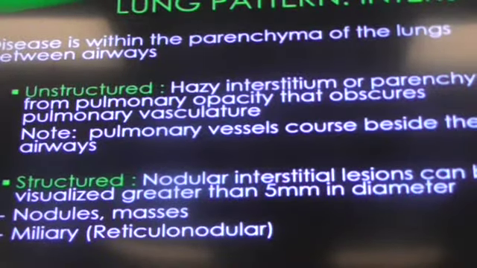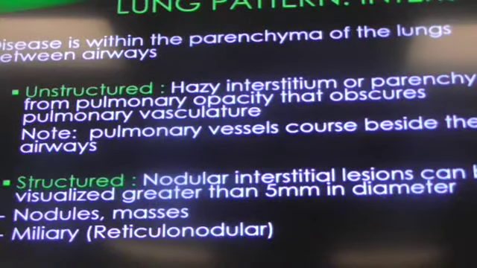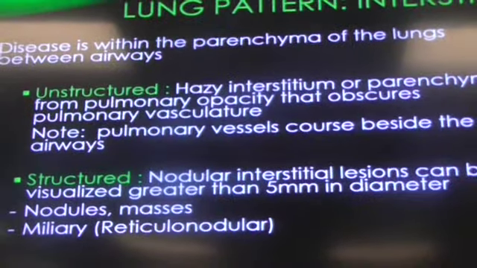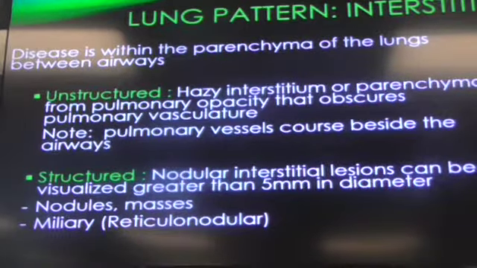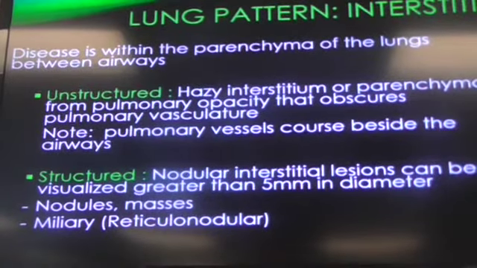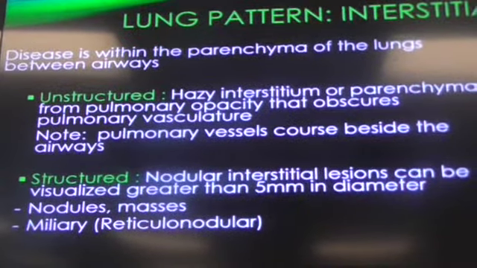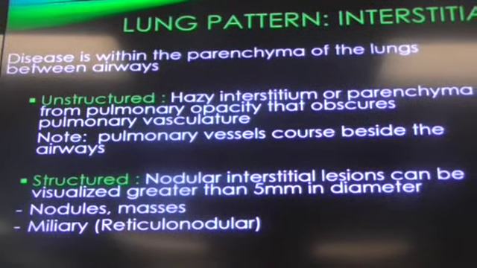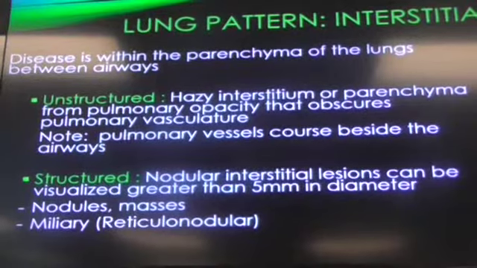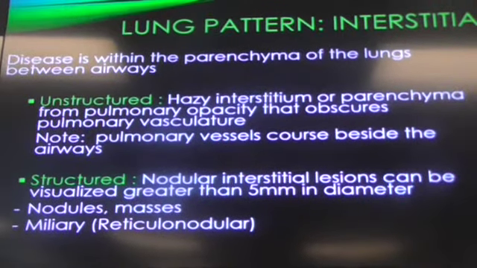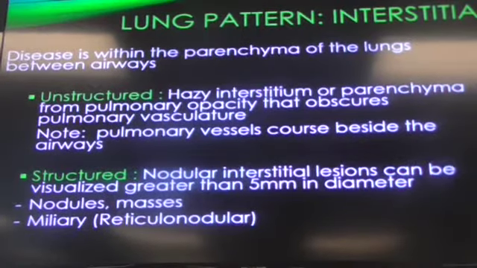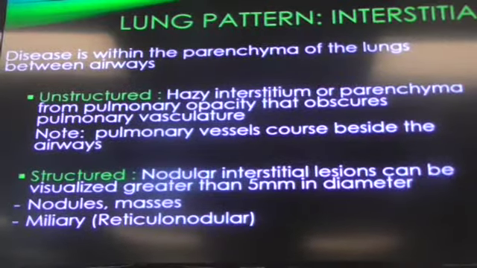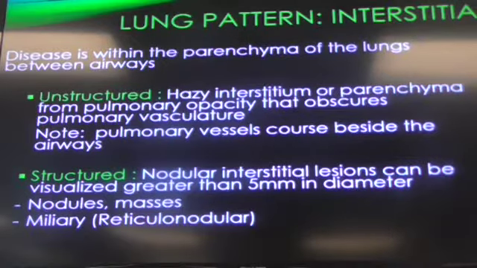So interstitial pattern happens when the disease is in the parenchyma or connective tissue, in between the airways. Okay? And this is divided into unstructured or structured interstitial pattern. Unstructured is when there are no clear margins. Everything is just hazy, diffuse opacities present in the lung parenchyma, but nothing has sharp margins, like a nodule or a mass. Okay? Diffuse opacity present, and also sometimes this will obscure the vessels. And I will show you in the examples what I mean by that.